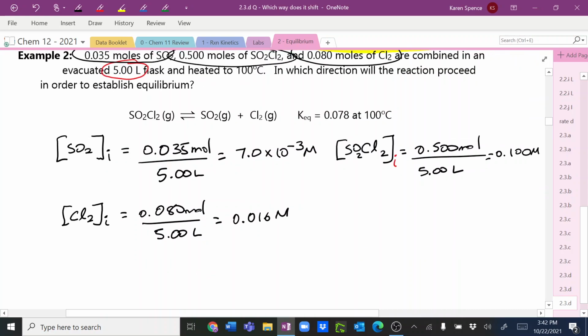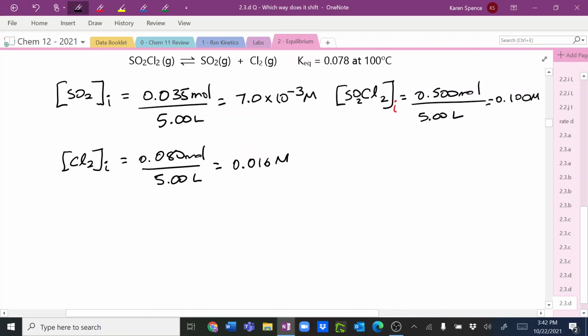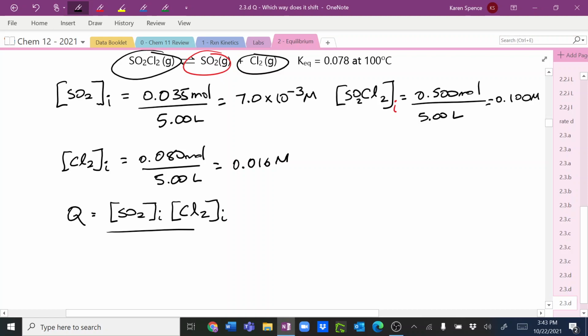All right, what is Q equal to? How much space do I have? I've got lots of space, good. Q is equal to products, concentration of SO2 initial, times Cl2 initial, divided by our reactant, SO2Cl2 initial. And don't forget square brackets here because we are representing concentrations. When we put our numbers in, we are going to put them in round brackets.